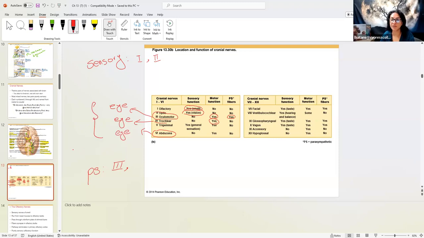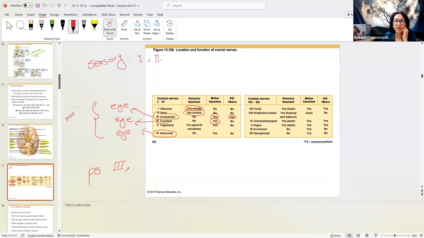These nerves, number 3, 4, and 6, are motor nerves related to the eye movement. This is only motor as well. So if I want to categorize these based on their function, cranial nerve number 3, cranial nerve number 4, and cranial nerve number 6 are only motor nerves.